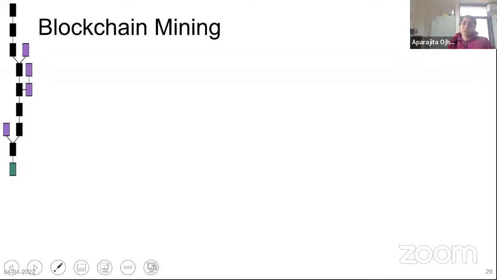Now, how many zeros should I add before the hash of this entire set of values so that the hash is less than a given number, a given difficulty level, right? Based on the difficulty level. So this is known as the proof of work.